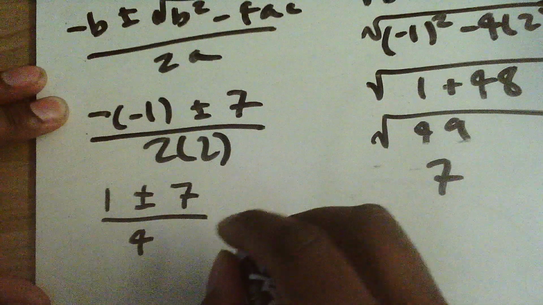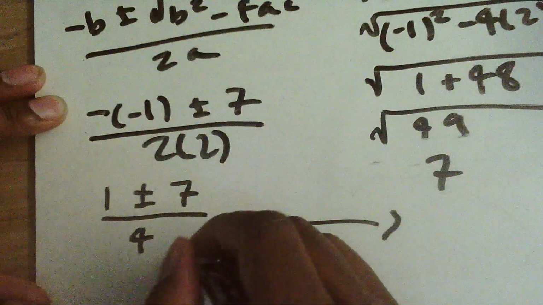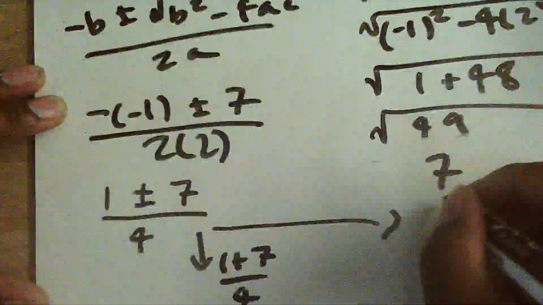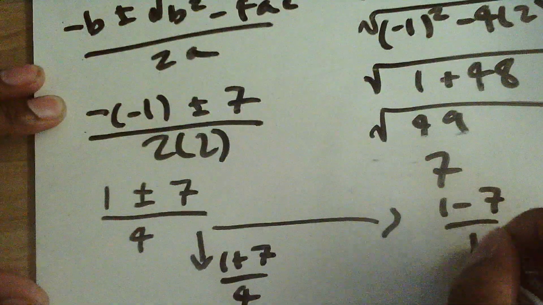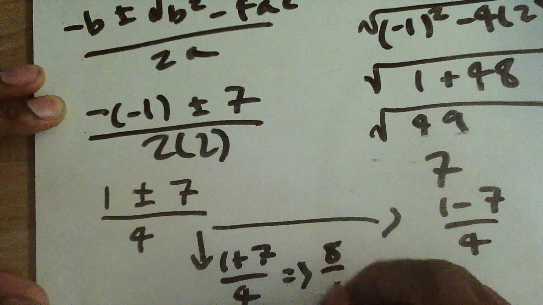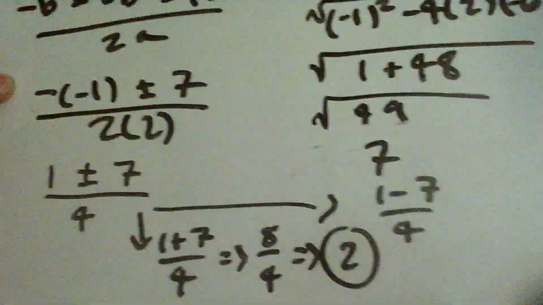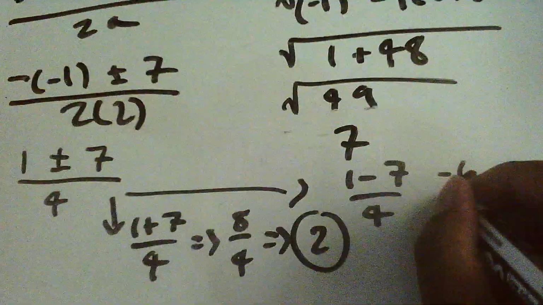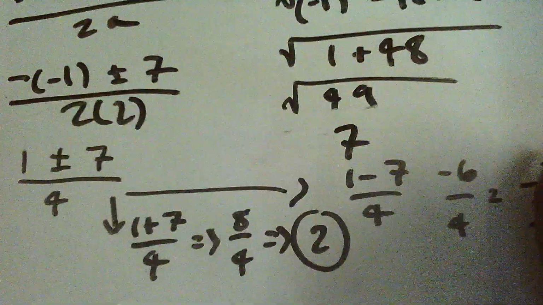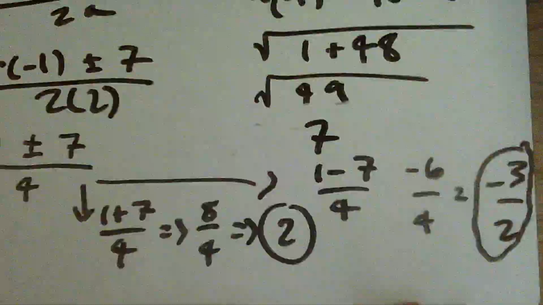Which then gives us our two cases. We're going to have 1 plus 7 over 4, and we'll have 1 minus 7 over 4. 1 plus 7 over 4 yields us 8 over 4, which is just 2. And 1 minus 7 over 4 yields us negative 6 over 4, which is just negative 3 over 2.